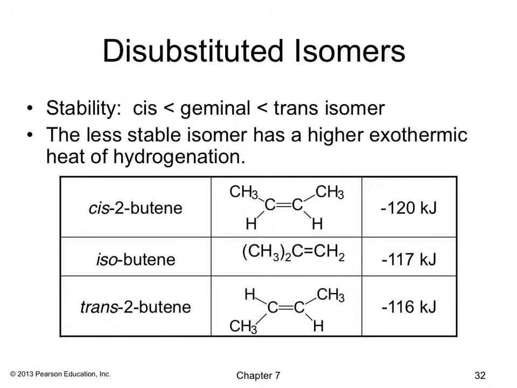In terms of disubstituted isomers, the stability is going to be cis is lower, and then geminal is going to be even better, and then trans is going to be the highest. So the less stable isomer has higher exothermic heats of hydrogenation. So of these three, the cis is going to be the least stable, and then the trans-2-butene is going to be the most stable. So I'm going to stop here because this is the midway point, and we're going to continue in the next part.